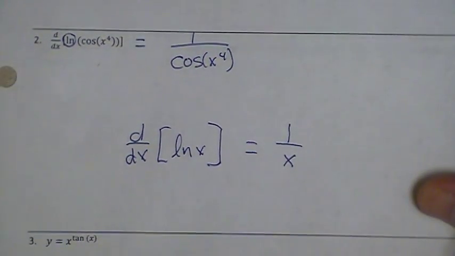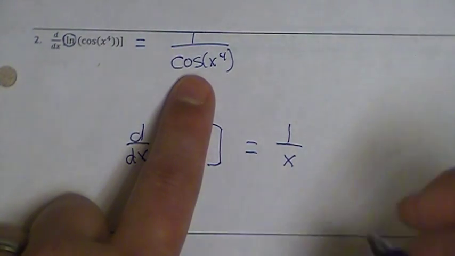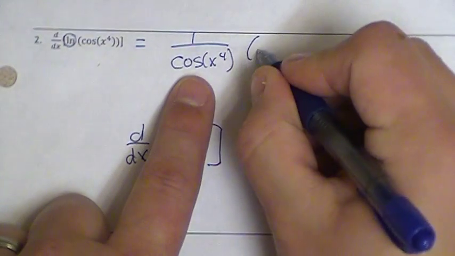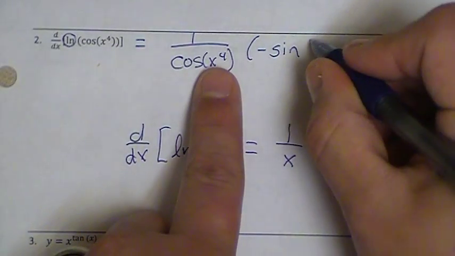And then I'm going to finish the chain rule by multiplying by the derivative of cosine of x to the 4th. So the derivative of cosine would be negative sine. I'm not going to put an x there, I need to leave the inner function there.